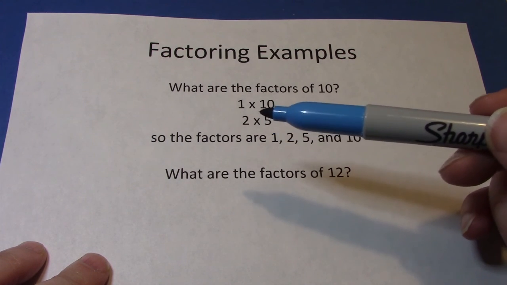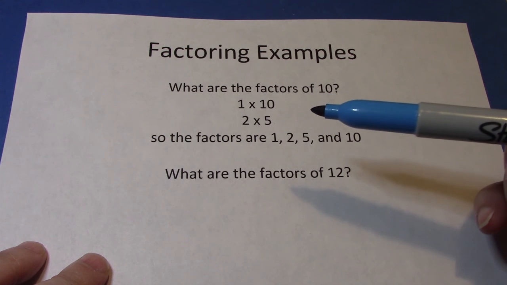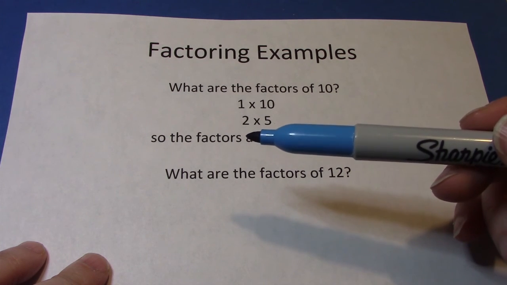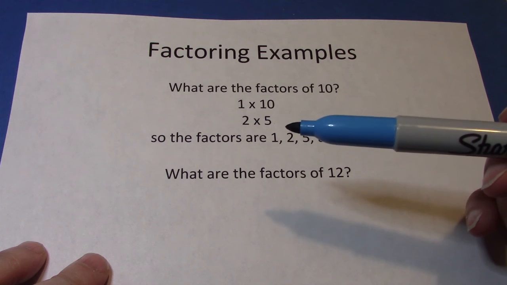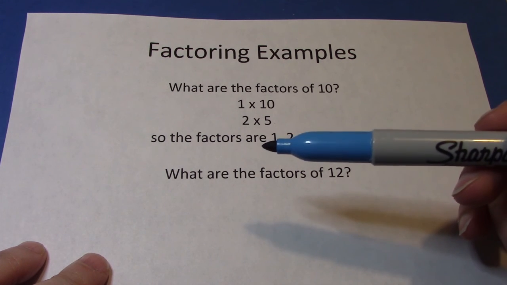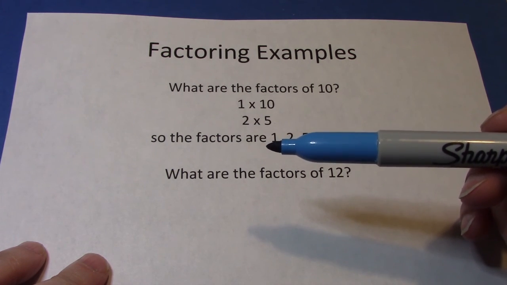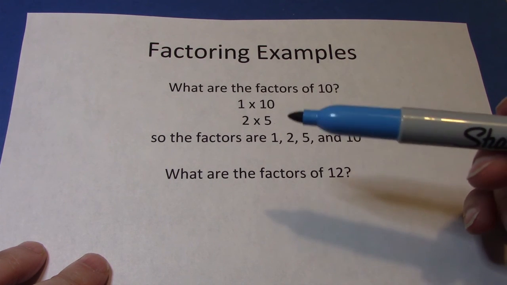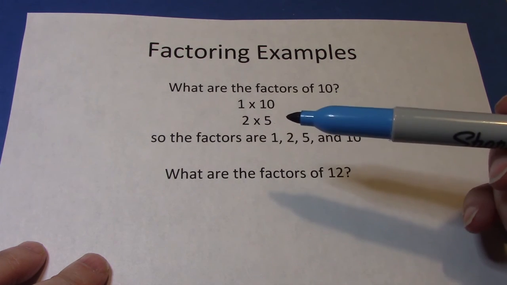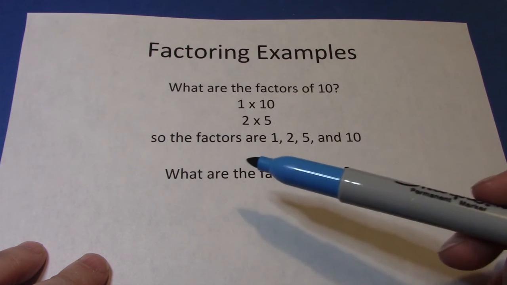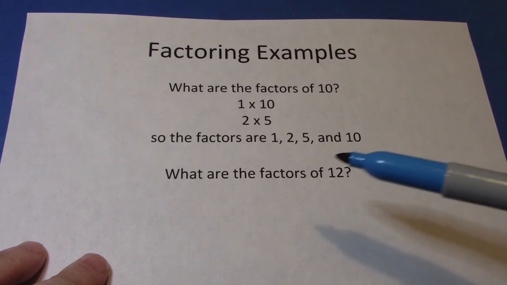So 1 times 10 is 10. 2, let's try 2. 2 times 5 is also 10. 3 doesn't go evenly into 10. So we'll keep going. We find out that just these are the two combinations. So the factors we say are 1, 2, 5, and 10.